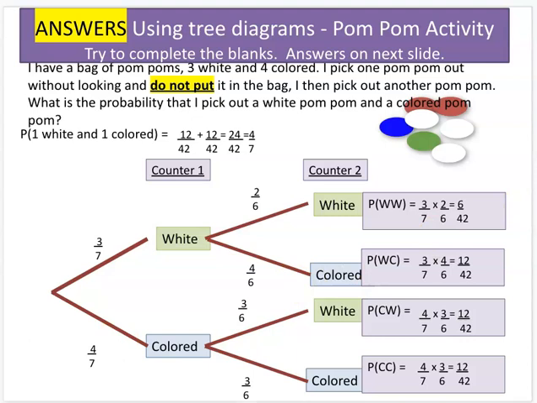I hope that helped you see an example of using tree diagrams on an example that would be considered dependent multi-stage, so without replacement.